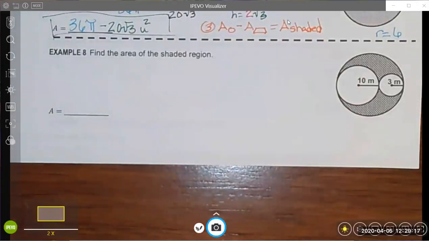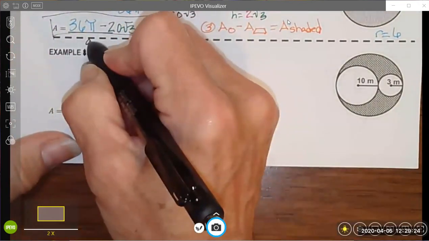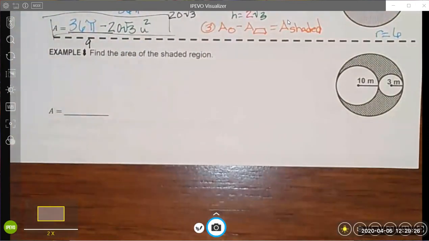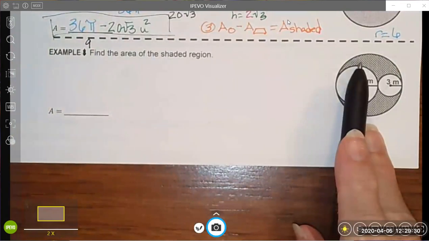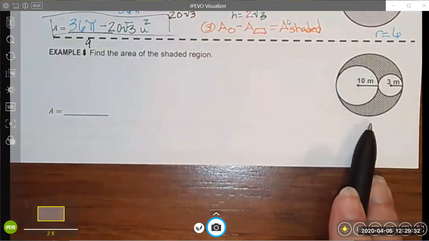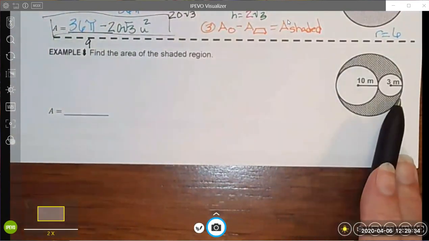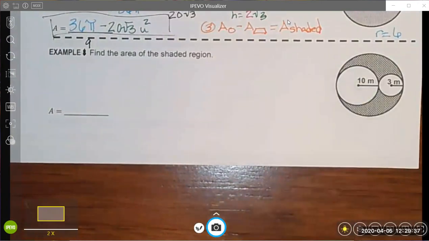Well, example 8 was a lot of calculation. Example 9, oh, that says 8, is a little bit more straightforward. Again, we're finding the area of a composite shape. We're asked to find the shaded region. I notice in this case there are 3 shapes. There's the large circle and 2 smaller circles.